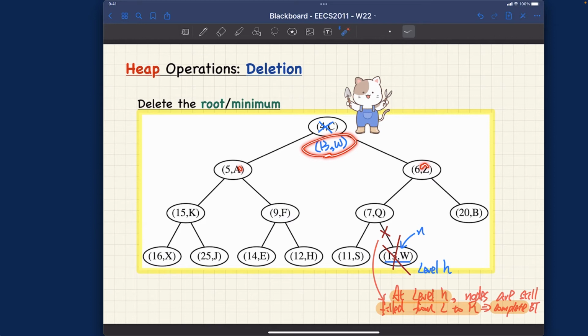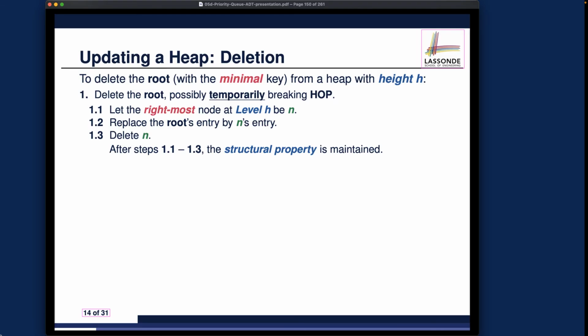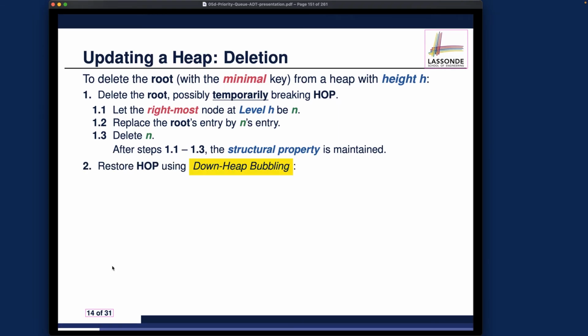In that case, you will actually have to do some restoration, which is something we're going to do in step number 2. All right, let's take a look. We want to restore the heap order property using the so-called down heap bubbling. That's something we'll do. So we go from the root, and possibly in the worst case, we're going to go all the way down to the bottom level, level H.